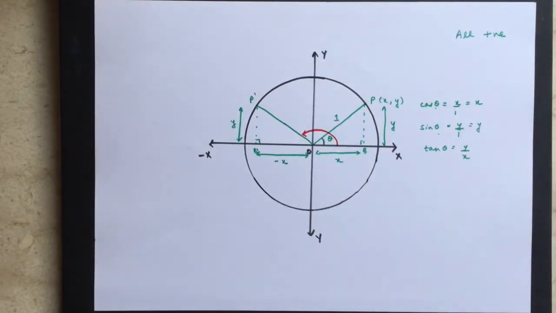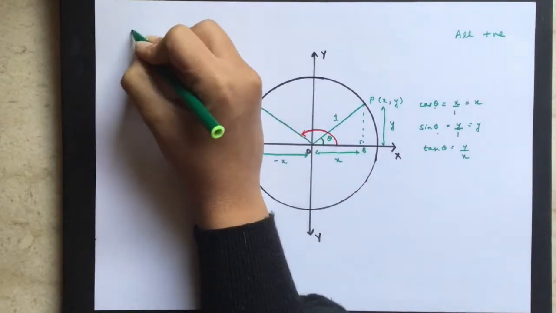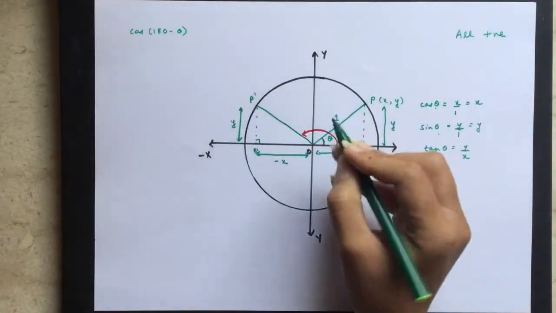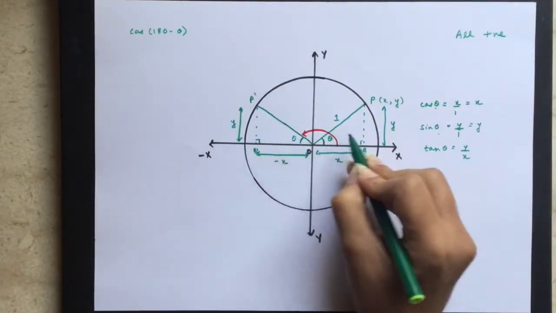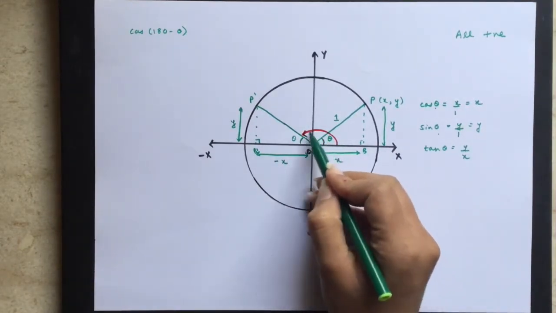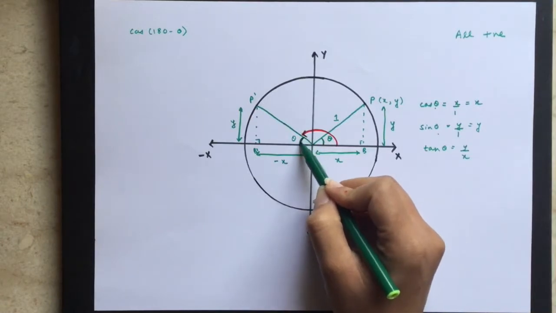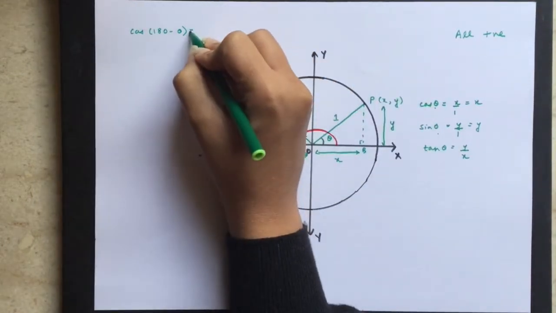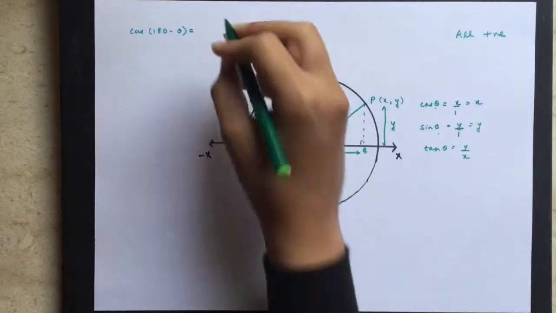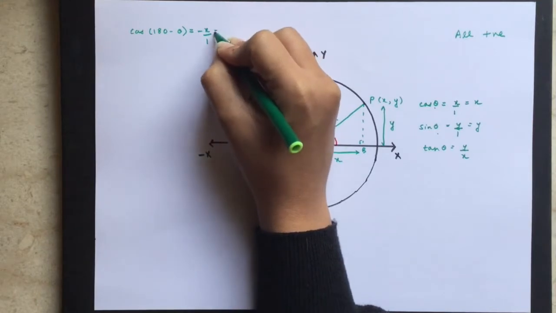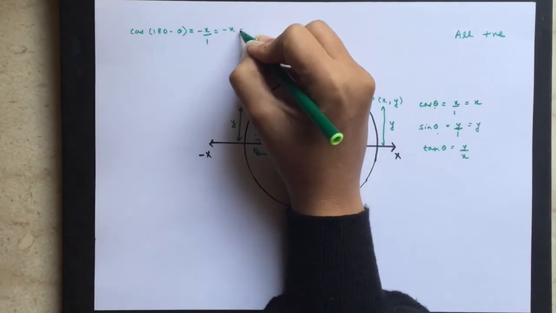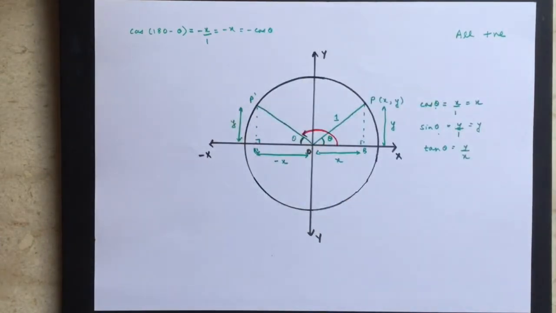Now, can this angle be represented in any other way? What about this? Cos of 180 minus theta, where this was theta because these two triangles were similar. So don't you think this angle is nothing but 180 degrees minus this angle, which is theta? Now this is also the base upon hypotenuse. So the base here is minus of x by 1, which is minus x. And from this we know x is cos theta, so minus x becomes minus cos theta.